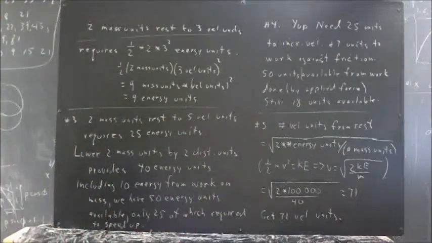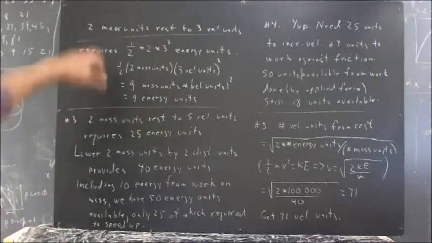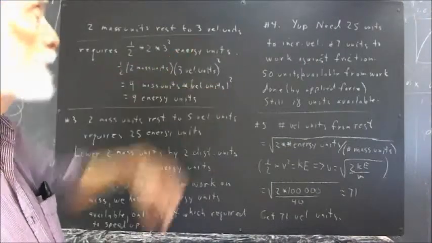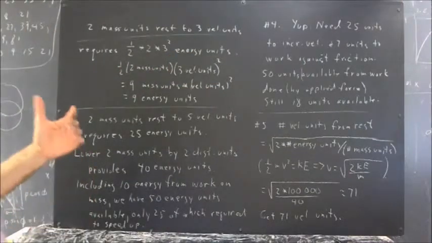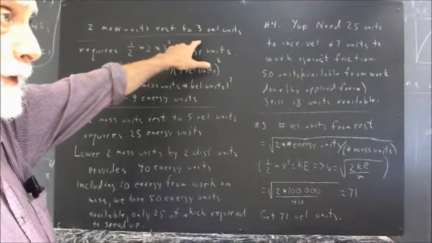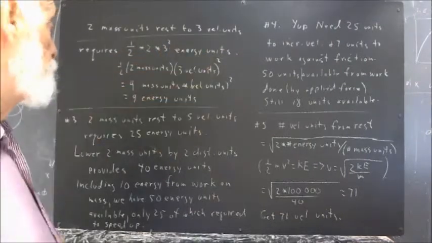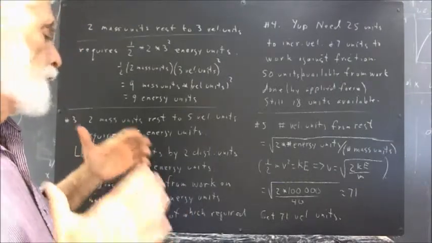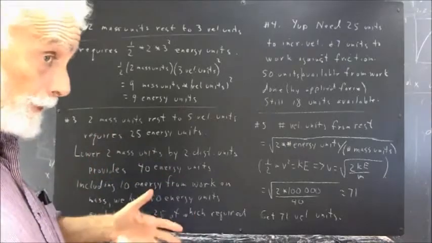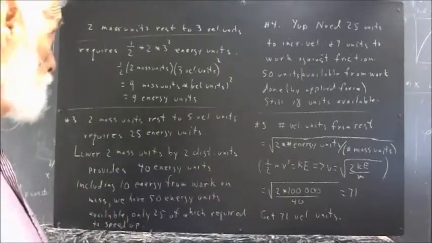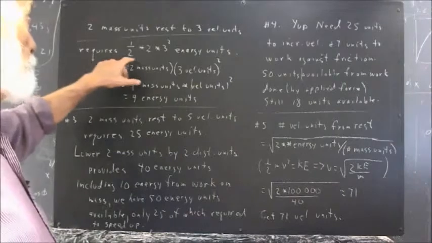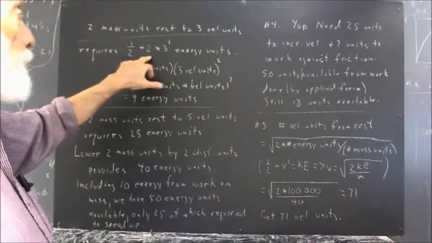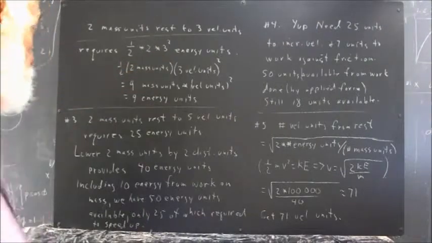Okay, so second question. We have 2 mass units going from rest to 3 velocity units. To go from rest up to 3 velocity units, according to the rule given, the number of energy units is going to be half the product of the number of mass units and the square of the number of velocity units. It's going to be 1/2 times 2 times 3 squared. Okay, the 1/2, the 2 mass units, the 3 squared.